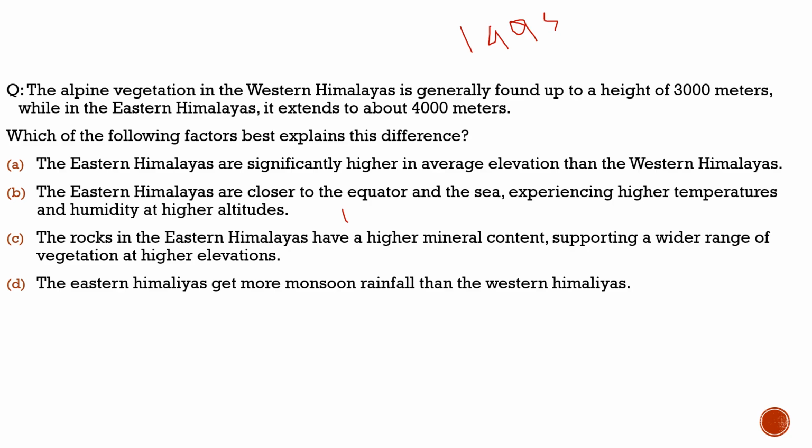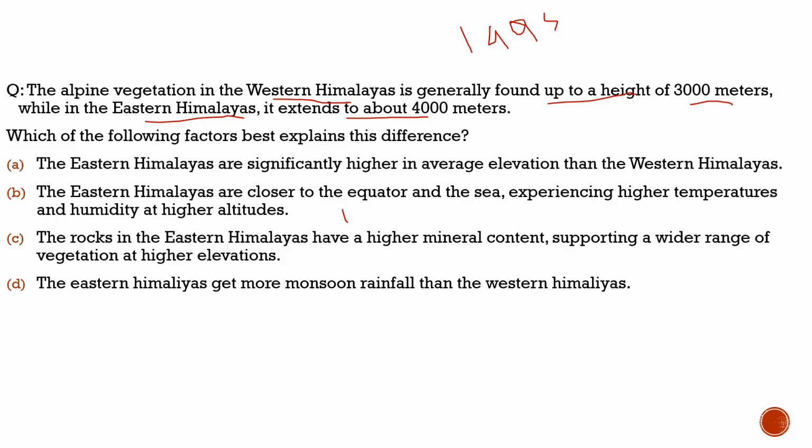The question says, the alpine vegetation in the western Himalayas is generally found up to a height of 300 meters, while in the eastern Himalayas it extends up to about 400 meters. So in a way it says that in the eastern Himalayas the vegetation extends higher as compared to the western Himalayas. And what is the reason for that? So let's find the answer.